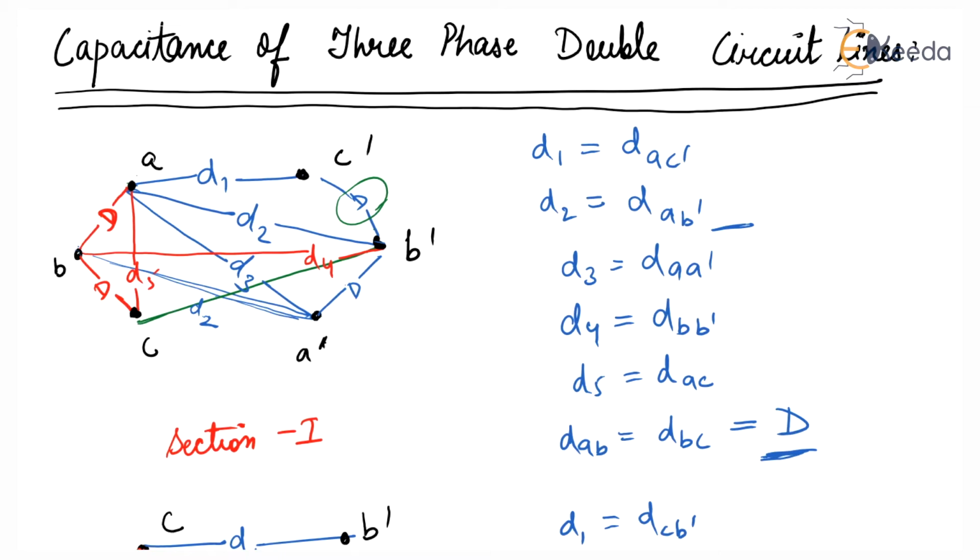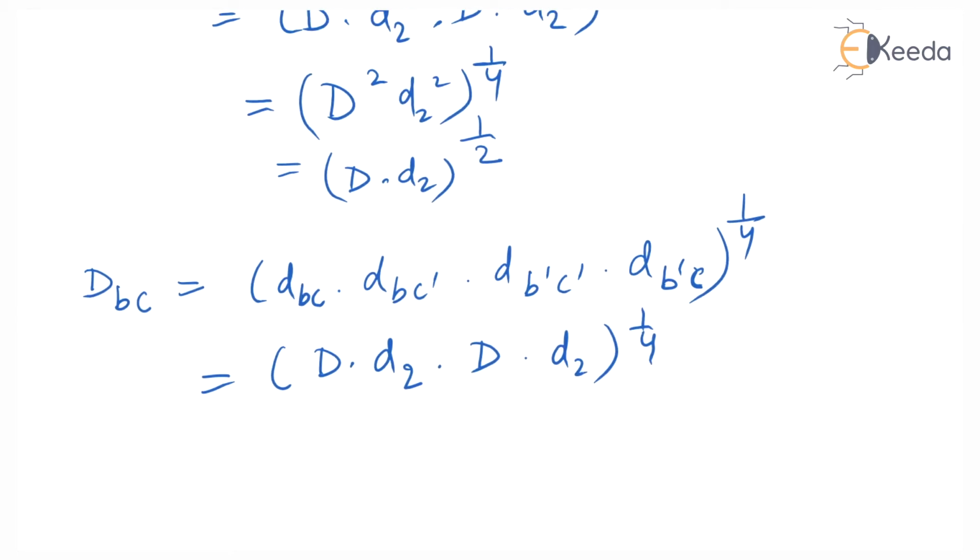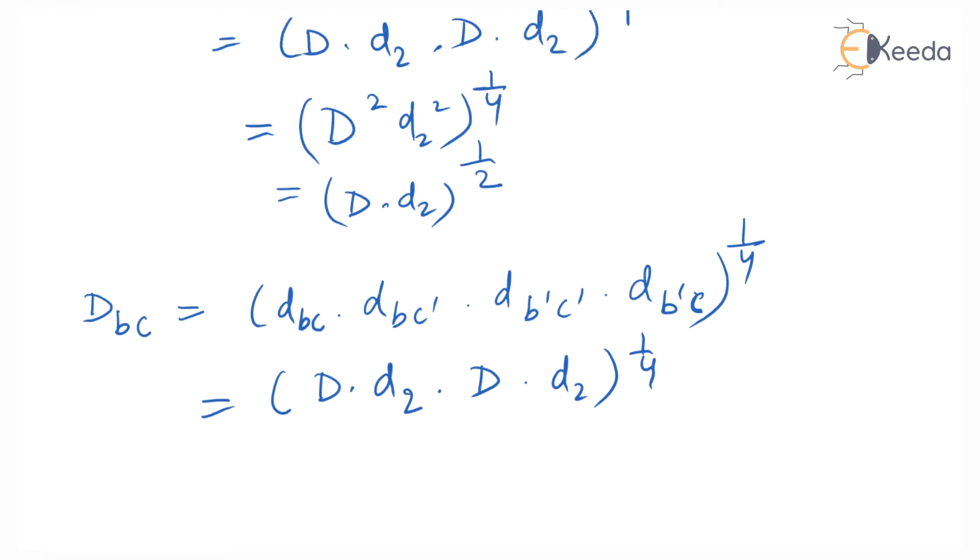And B to C dash is the same, this distance is D2. So again capital D into small d2 into capital D into small d2. So put the value: this is capital D, the distance from B to C dash is D2, B dash to C dash is D, and B dash to C is D2, to the power 1 by 4. I hope you understand this. If not, please see this once again.